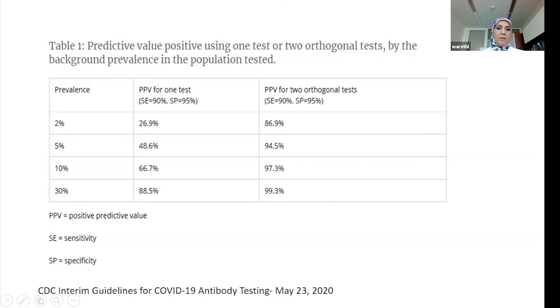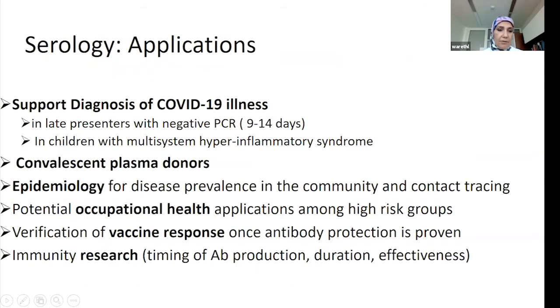In terms of applications, serology has several applications. One of them is obviously clinical in nature, which is to support the diagnosis of illness in late presenters. So these are people who present later on in the infection, after 9 to 14 days, with negative RT-PCR, a classic picture, CT scan, whatever, and you want to confirm whether this is really COVID related or not. If the antibody comes back positive, that could definitely help.